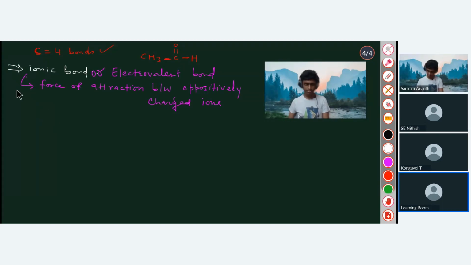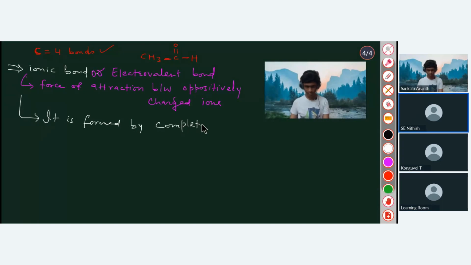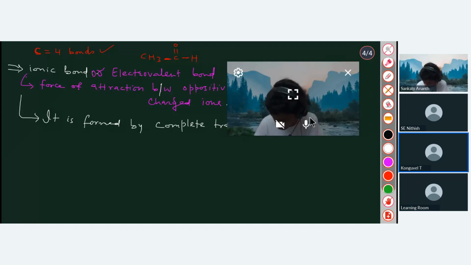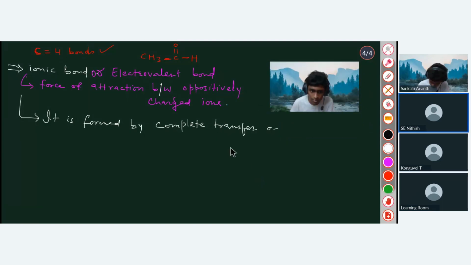For example, how is it formed? This ionic bond is formed by complete transfer of electrons. I will write it here. So have you got what this is? It is between oppositely charged ions. Yes, sir. Okay. So I am saying that it is formed by complete transfer of electrons.